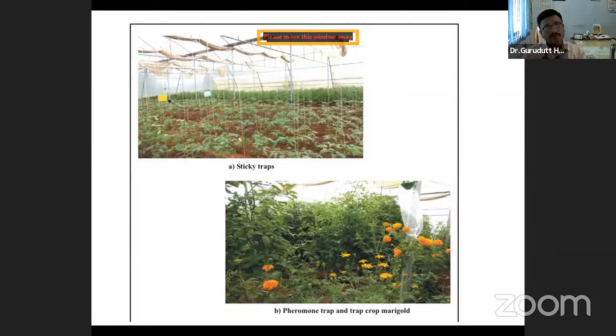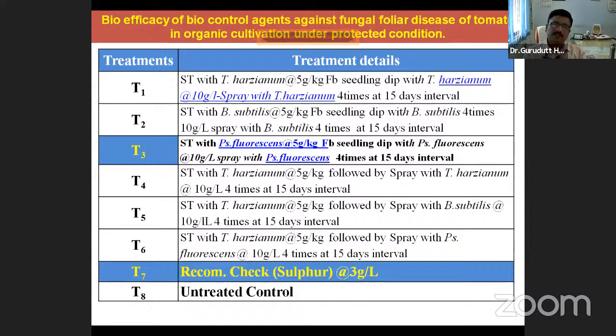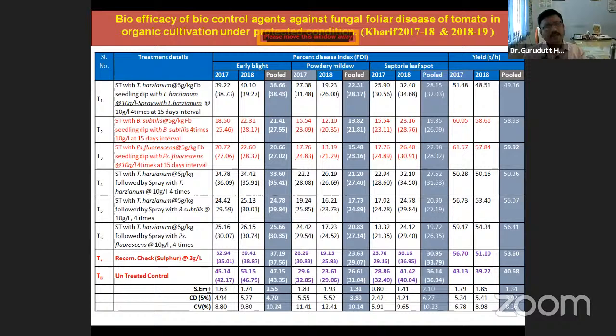And these are the treatments. We have used seed treatment with Trichoderma harzianum, followed by spray, seed treatment with Bacillus, followed by spray, seed treatment with Pseudomonas, followed by spray. Likewise, we went 3 to 4 times, and you can see T2, T3, wherever we have used seed treatment with Bacillus, followed by spray with Bacillus, Pseudomonas fluorescens, they have given very good management of the disease, early blight, powdery mildew, and leaf spot, which is reflected in the yields as compared to the T8 untreated control.